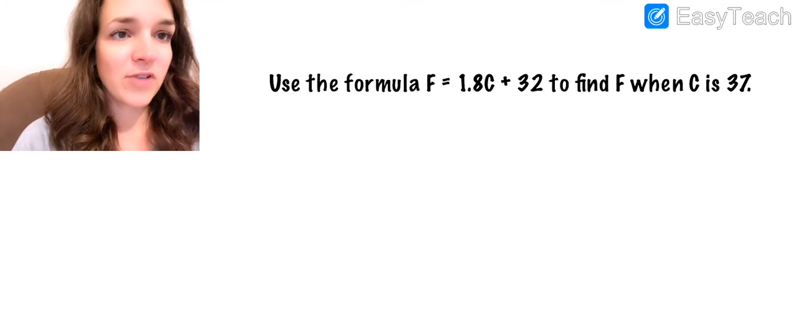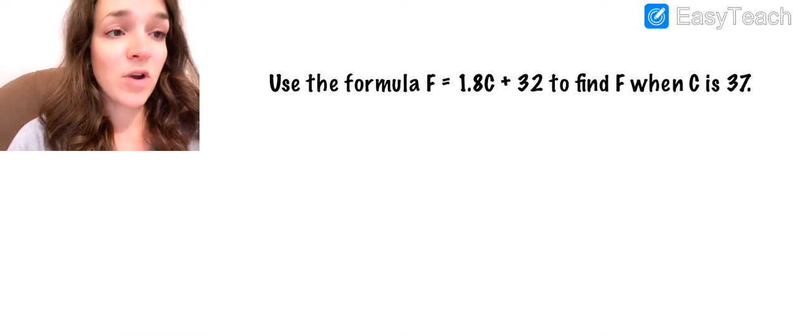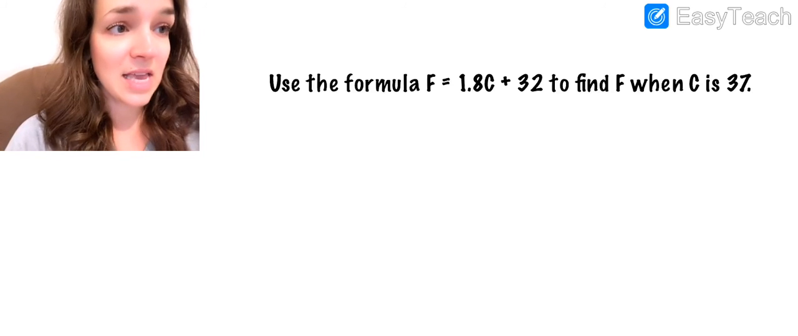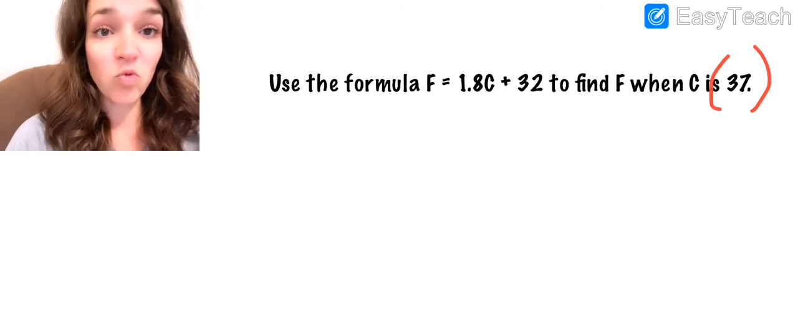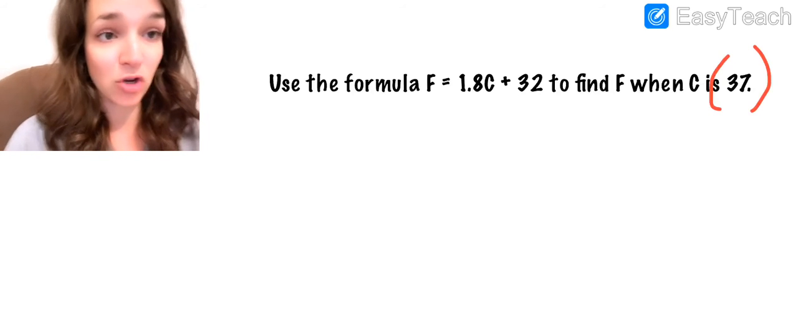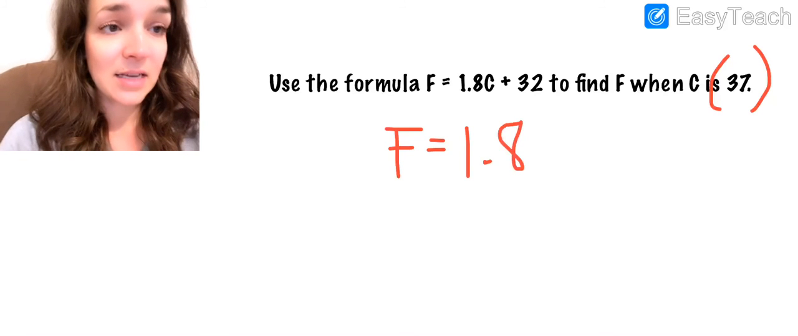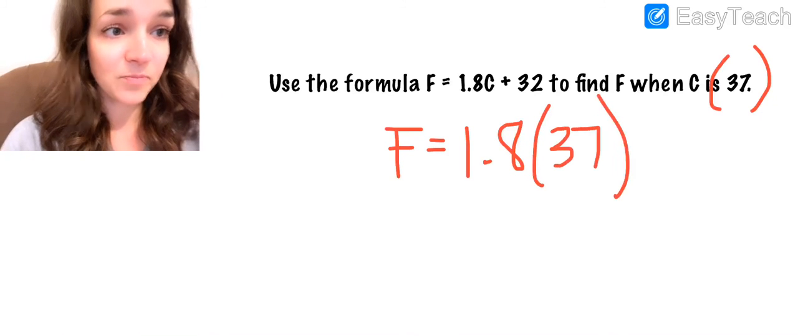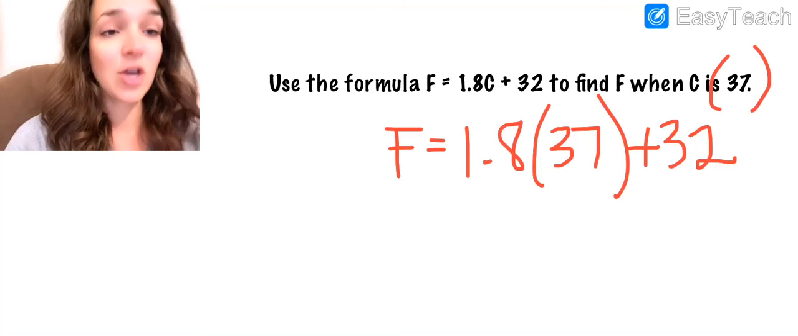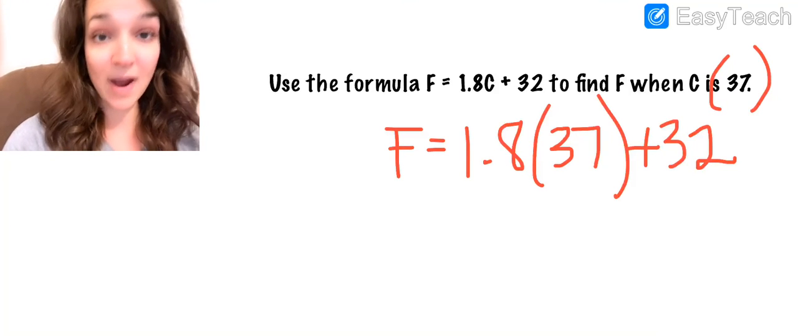All right, so if we've got the formula F equals 1.8C plus 32, and we want to find F when C is 37, okay? So we are just going to take that 37 and plop it right in for the C. So it's replacing the C, okay? The C goes away and becomes a 37. So F equals 1.8 times 37 plus 32, okay? Order of operations. F is already by itself here. So we're not trying to get anything by itself. We're just simplifying what's on the right, okay?